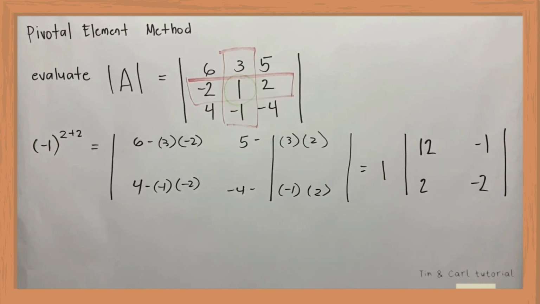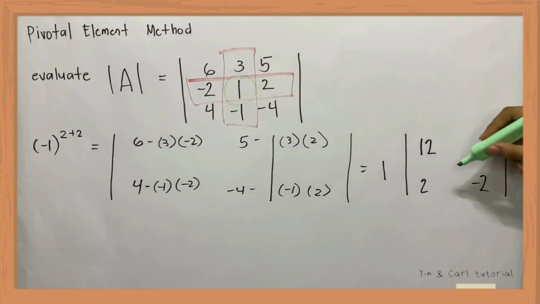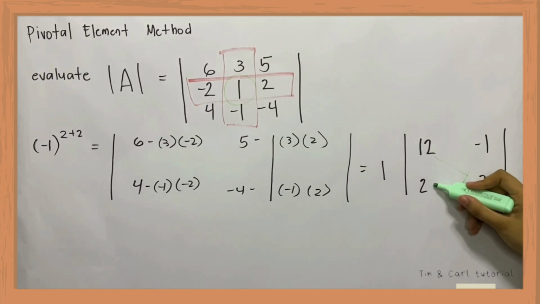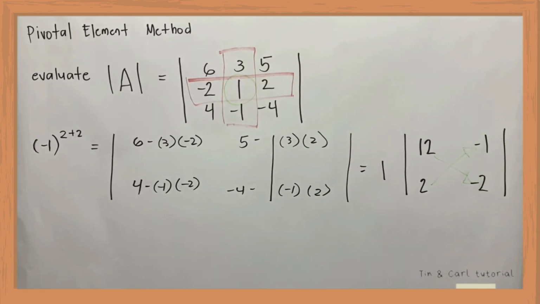After that, we can now simplify. So, what we will do now is multiply the 12 by 2, then multiply the 2 by 1, then we will subtract them.